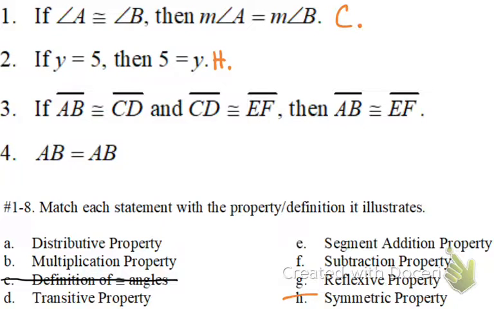So choice H. If segment AB is congruent to segment CD and segment CD is congruent to segment EF, then segment AB is congruent to segment EF. And so we have the right-hand side of one congruent statement matching up with the left-hand side of the other. And so we can put them together and say that segment AB is congruent to segment EF, which we have here. That's called the transitive property.